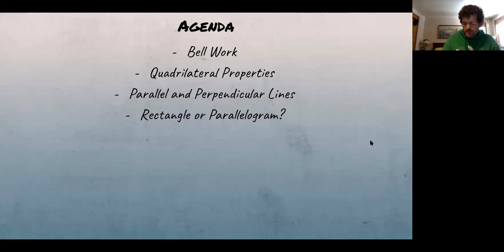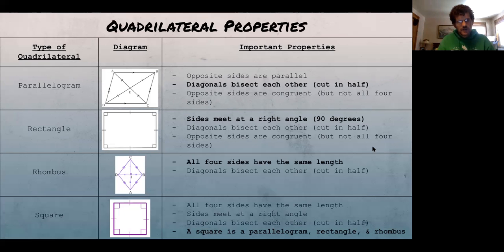So this is the list of quadrilateral properties. Again, I kind of bolded the ones that were more important, and here's what we have: sides meet at a right angle for a rectangle. That is the defining characteristic of a rectangle, and that's going to be the main thing that we look at for today.